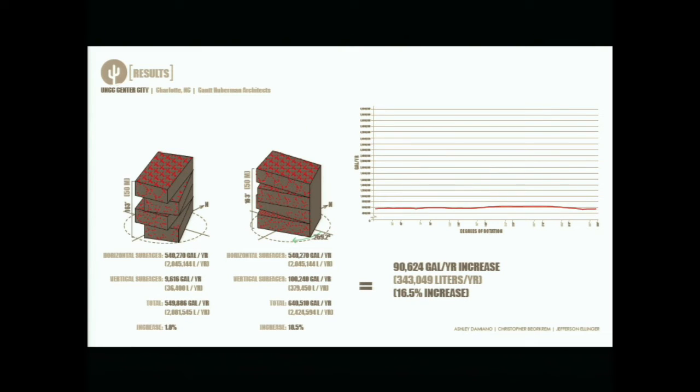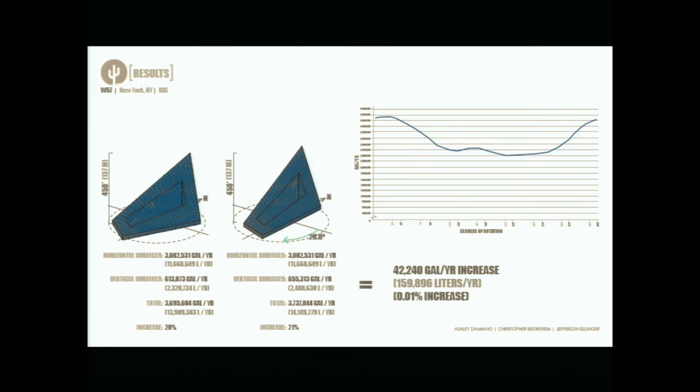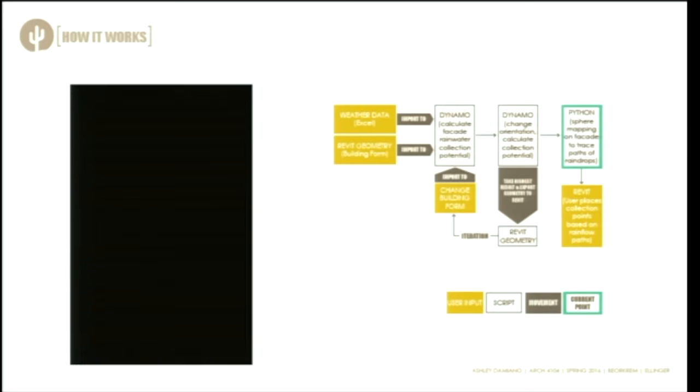Whereas this building has more horizontal surfaces, and so probably a rooftop collection system would be ideal for this form. And then again, the orientation of this building is minimal, but the vertical surfaces play a larger part in that.